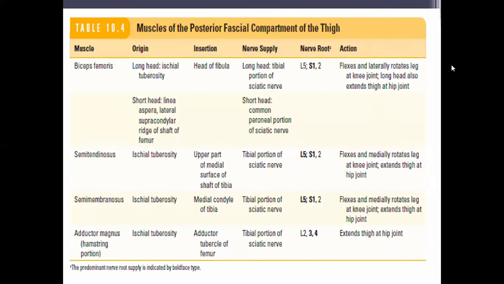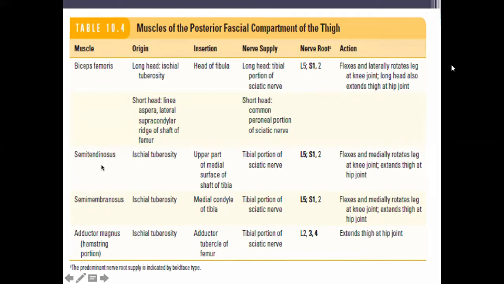The biceps femoris long head originates from the ischial tuberosity, while the short head originates from the linea aspera on the lateral supracondylar ridge of the shaft of the femur, and it is inserted into the head of the fibula. The long head is innervated by the tibial portion of the sciatic nerve, while the short head is innervated by the common peroneal nerve, which is also a branch of the sciatic nerve. The muscle flexes and laterally rotates the leg at the knee joint, while the long head extends the thigh at the hip joint.